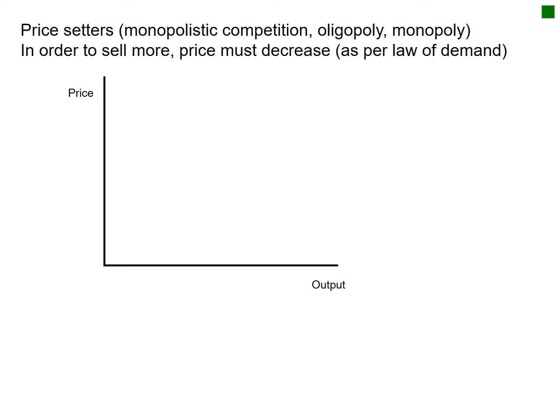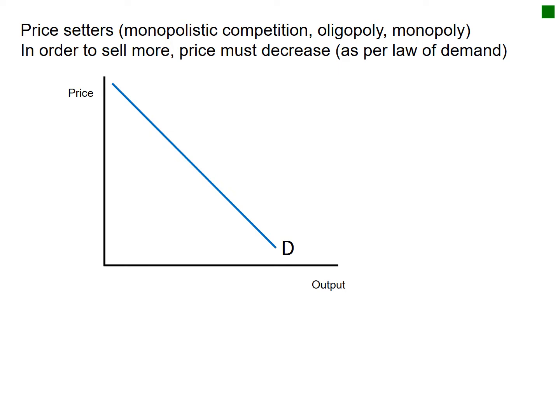Because they are price setters, so again, monopolistic competition, oligopoly, and monopoly, in order to sell more, the price must decrease as per the law of demand. And so this is what you've seen in the past, a downward sloping demand curve. If you want to sell more, price has to decrease.